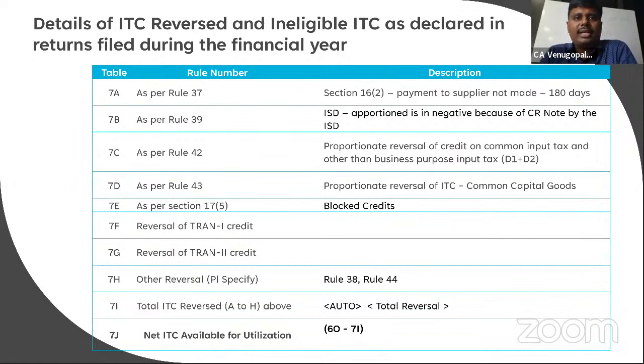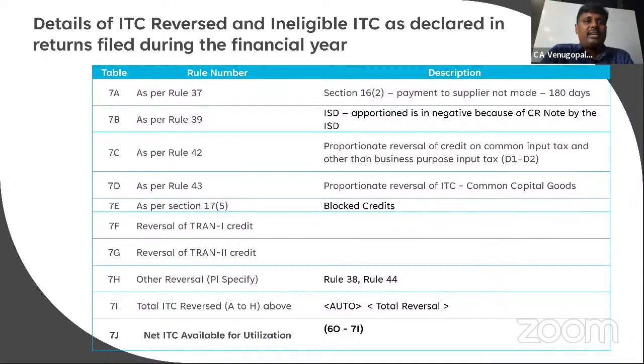A blocked credit, a credit that you have availed and subsequently you have realized that it is a blocked credit and you have reversed it. This is again a common mistake that people do. If you have reported under 4D of GSTR 3B, then you will not report in 7. 7 is only out of 4B. Please note, 7 is only out of 4B.